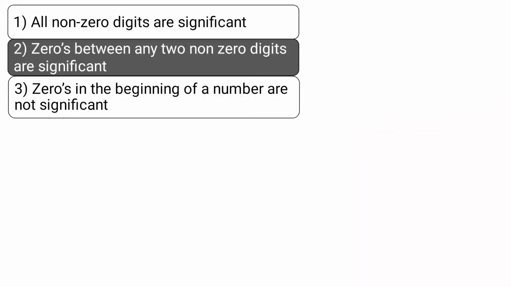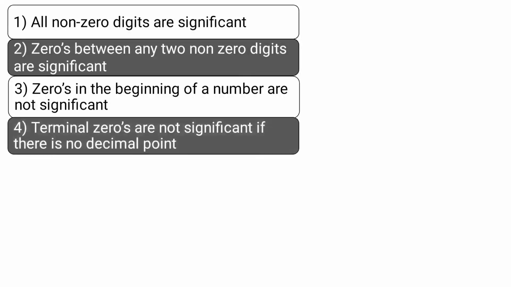Next, going to the fourth rule, that is, terminal zeros are not significant if there is no decimal point. So what are these terminal zeros? The zeros which are present towards the end are said to be terminal zeros. Now let us take the example for rule 4.